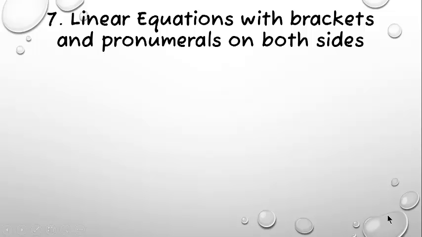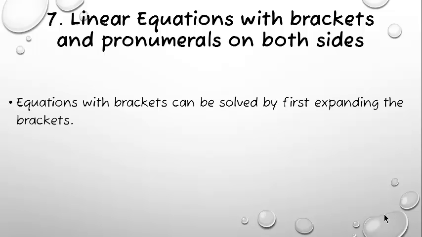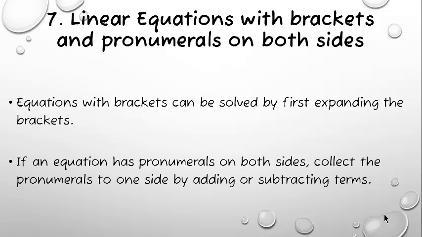Okay, today we're looking at solving linear equations that have brackets or pronumerals on both sides or both. Firstly, equations with brackets, we can solve them by first expanding the brackets. And if an equation has pronumerals on both sides, we collect the pronumerals to one side by adding or subtracting terms. Okay, let's have a look at the example.